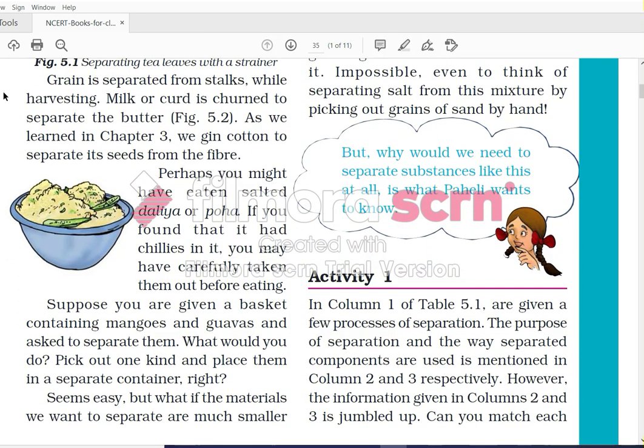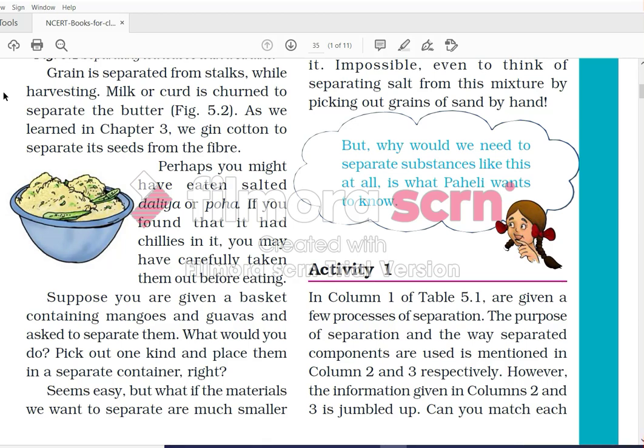So, next is grain is separated from stalk while harvesting. Milk or curd is churned to separate the butter. As we learned in chapter 3, we gin cotton to separate its seed from the fiber. So, there are different processes and different things are separated from different substances or things. Like I mentioned, grains are separated from the stalks, and the cotton is separated from the seed or the fiber.